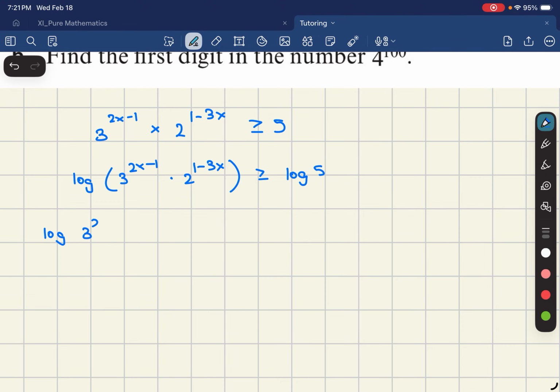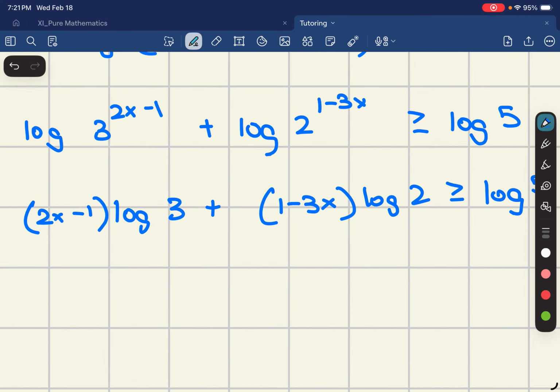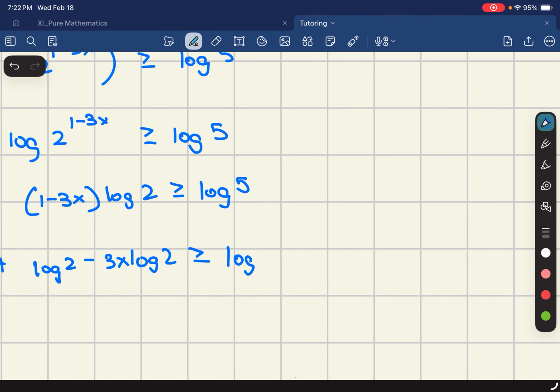So we have log 3 to the power 2x minus 1 plus log 2 to the power 1 minus 3x. So we use the multiplication rule for logarithms, greater than or equal to log 5. And we can say 2x minus 1 times log base 10 of 3 plus 1 minus 3x times log base 10 of 2 is greater than or equal to log 5. And now we can just isolate our variable x. So we have 2x log 3 minus log 3 plus log 2 minus 3x log 2 greater than or equal to log 5.